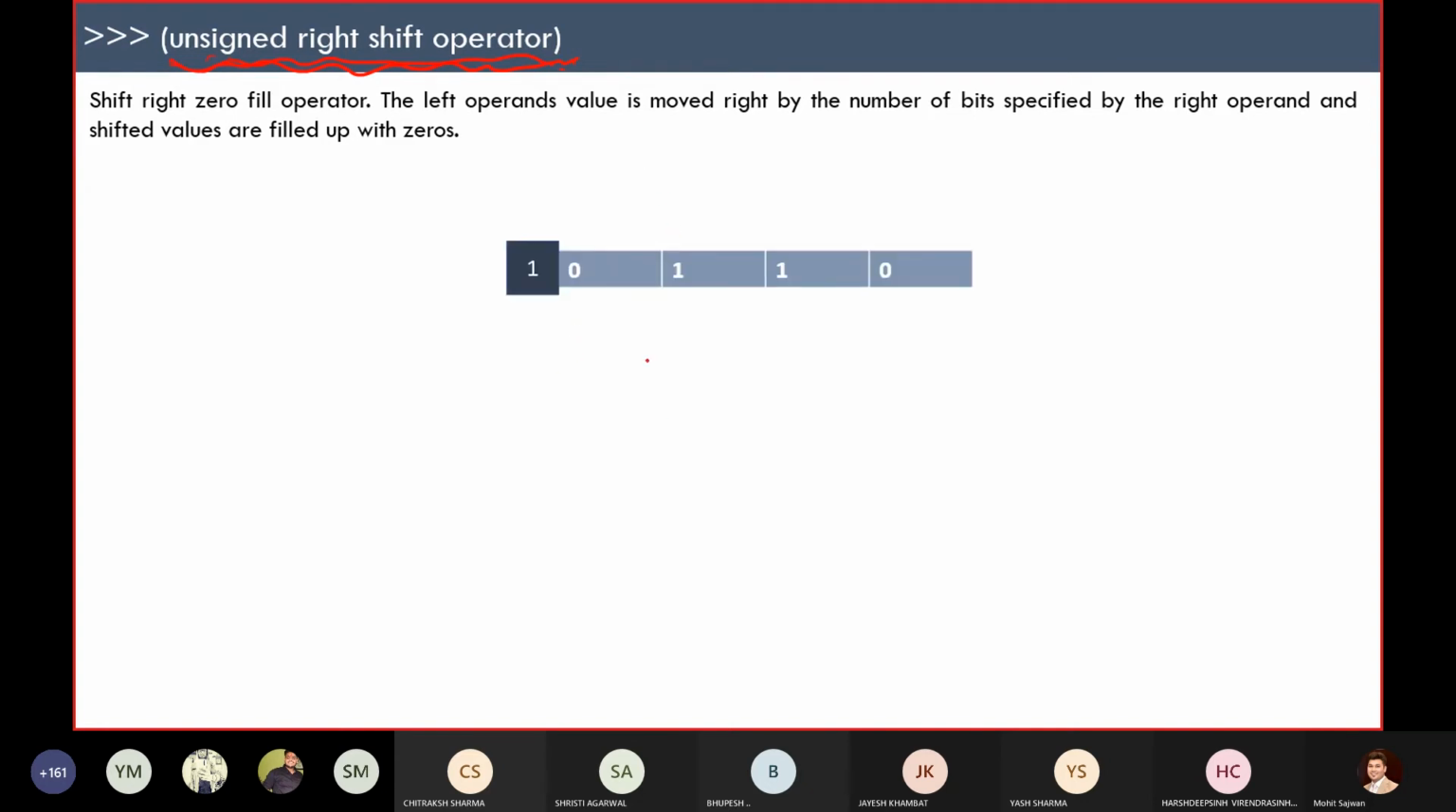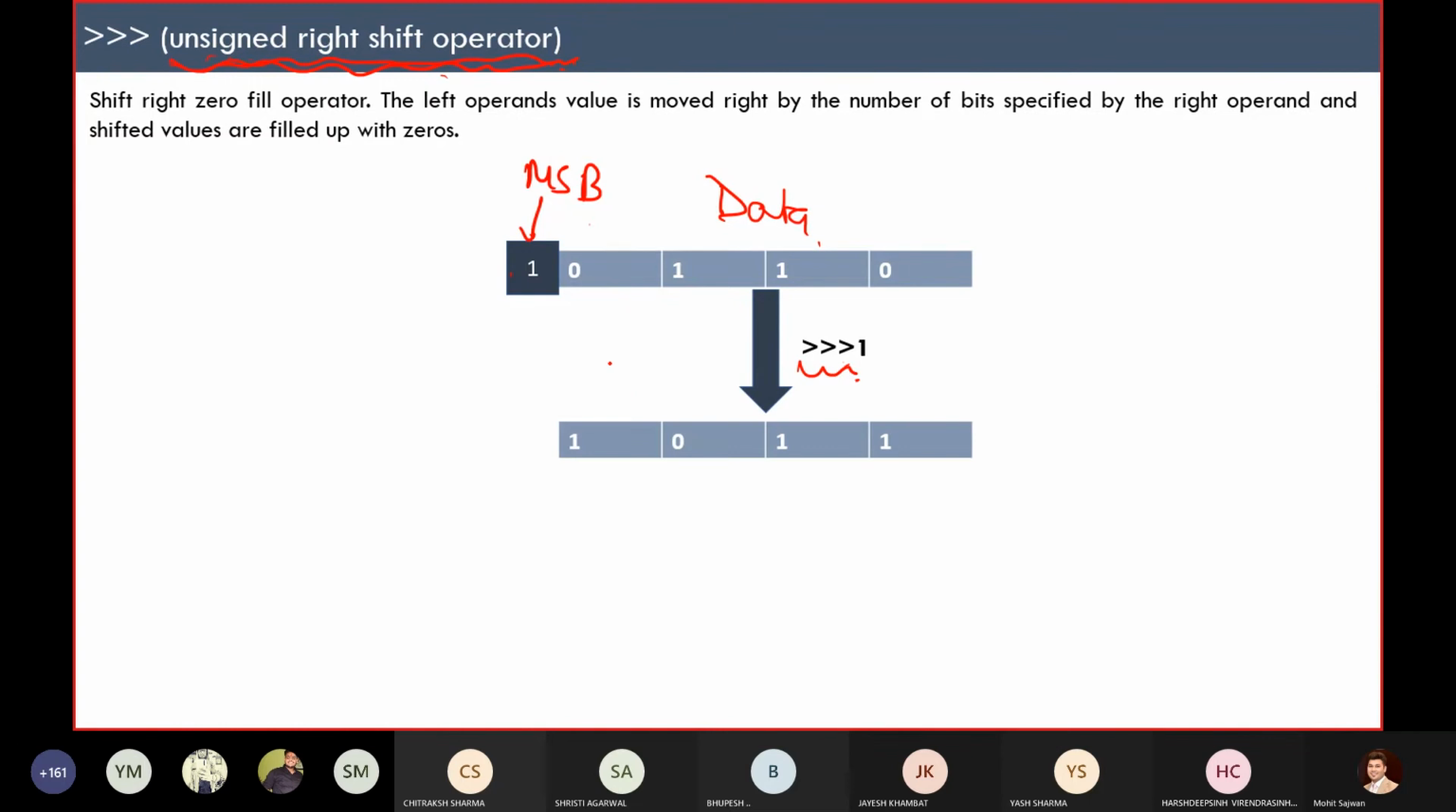So here in this case, you already know that suppose this is my MSB. This is my MSB bit and this is my value part or data part. So if I'm going to perform this unsigned right shift operator for negative numbers, then what will happen? Sorry, here I have made a mistake. Here you will get 0 in your blank space.